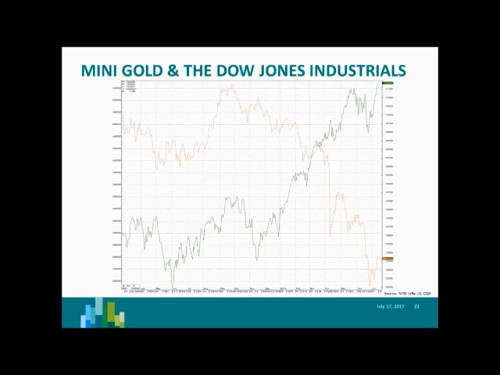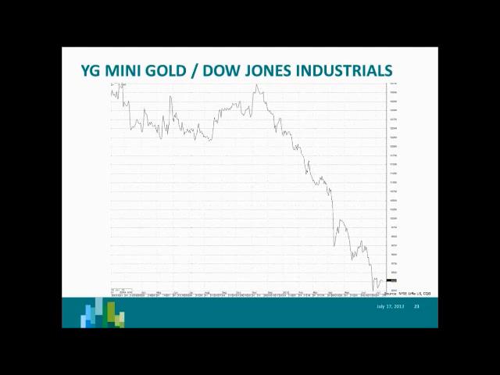And the next slide here is simply the price of mini gold divided by the Dow Jones Industrial Index. And you can see here that the purchasing power, because the price of gold has been weak, as we know, in the past several months, really since October of 2012. That's kind of when the indications of a bear market started. The price of gold has been declining, and the price of equities has been surging higher. So this has driven the ratio down.